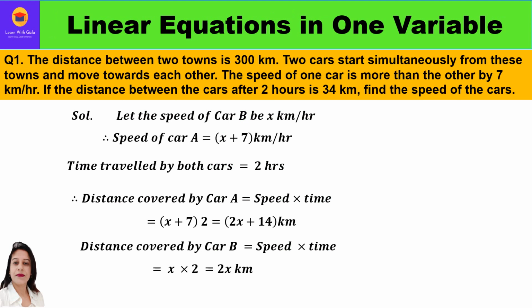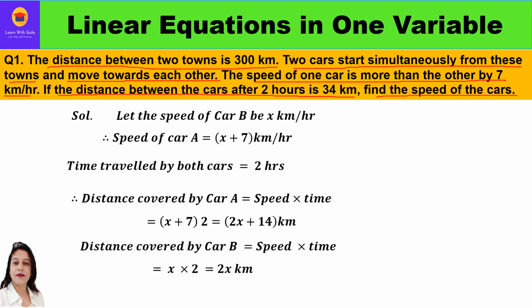The first question is, the distance between two towns is 300 kilometers. Two cars start simultaneously from these towns and move towards each other. The speed of one car is more than the other by 7 kilometers per hour. If the distance between the cars after 2 hours is 34 kilometers, find the speed of the cars.